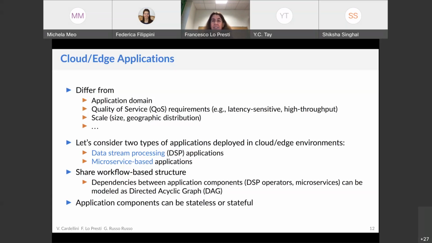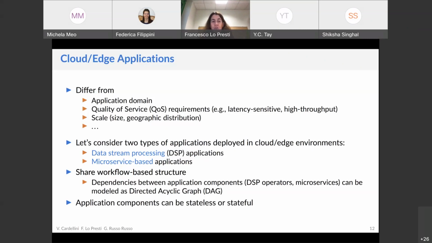You can have applications that differ for the size of the deployment, for the number of components of the application that are involved. For example, Netflix has a distributed architecture application based on the microservice architecture, which is composed of almost 1,000 different components. And you have many other sources of differences. For example, the technology you use, the programming language to develop the application, and so on.